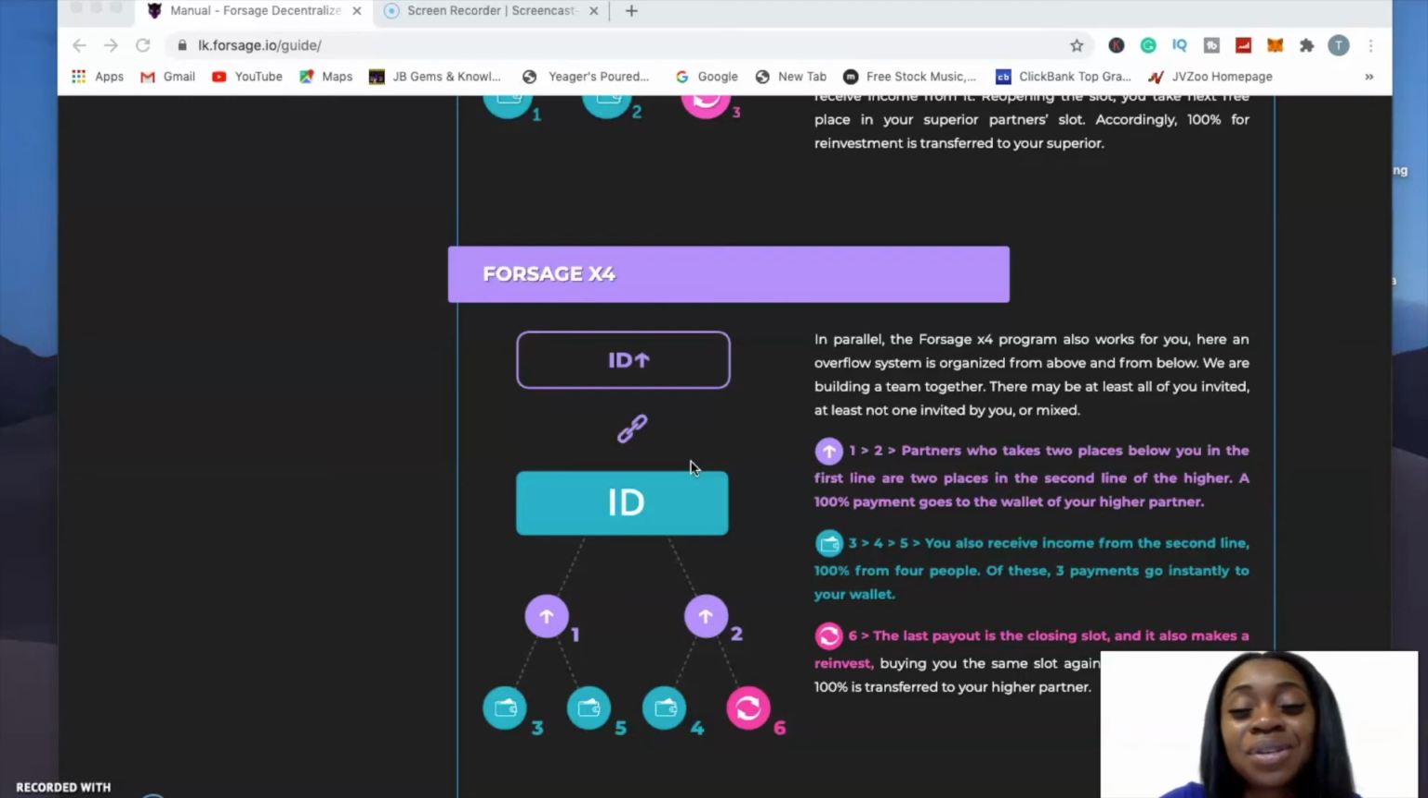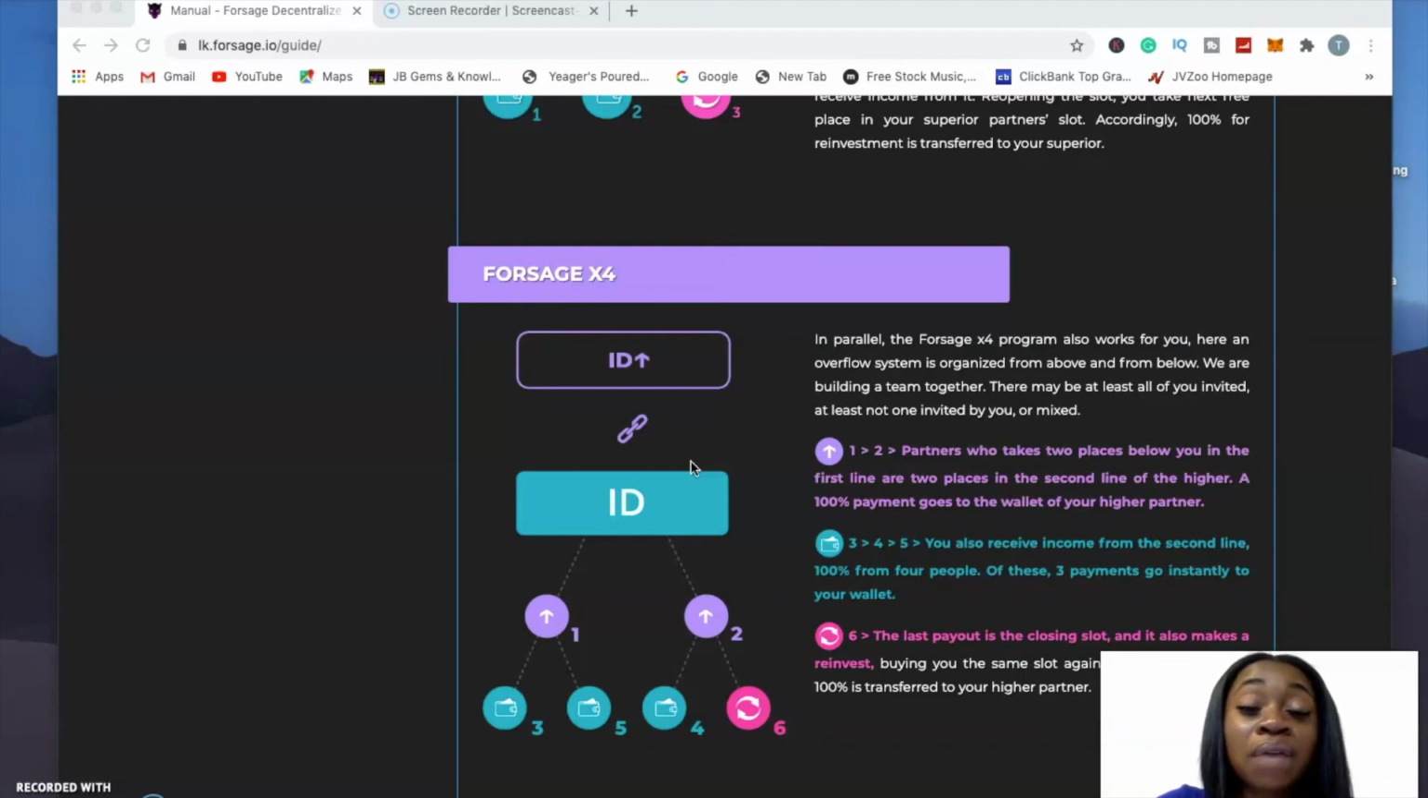But yeah, so basically X4 is where you would get that overflow or underflow. And yeah, you really just have to have the slots open to receive this. You can get it from your upline, like I said, or anyone that doesn't have that slot available and you do, you win. That's why the whole thing about Forsage is you want to have as many slots open as possible, especially in X4.